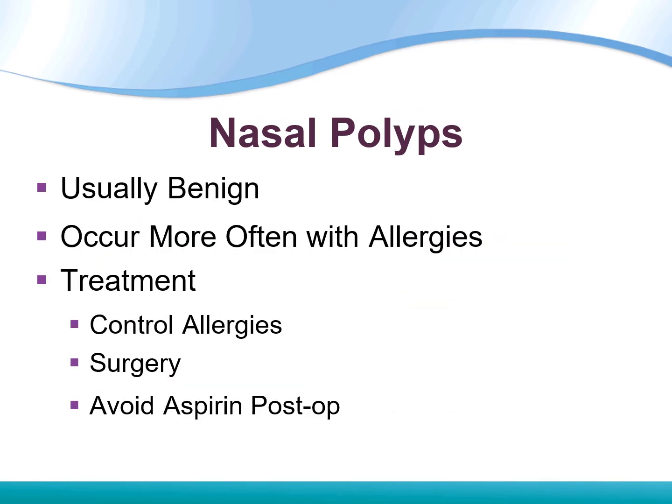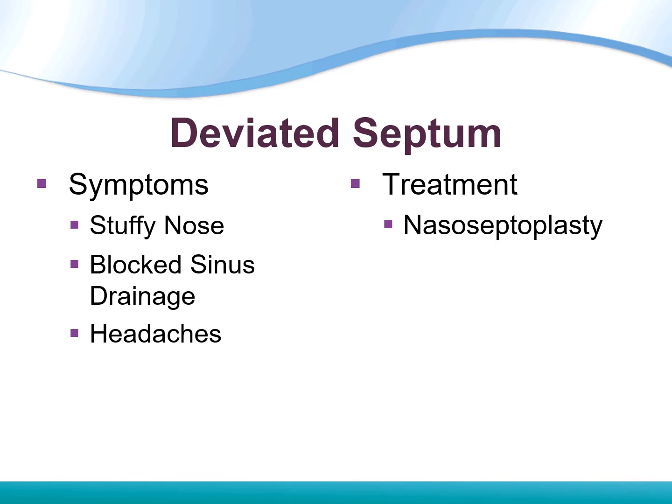Nasal polyps are usually benign. They occur more often with people who have allergies. Treatments are to help control the allergies, and surgery if necessary, and after surgery they need to avoid aspirin. Deviated septum can occur from a couple of things, such as injuries. Symptoms are stuffy nose, blocked sinus drainage, and headaches, and treatment is nasoseptoplasty.